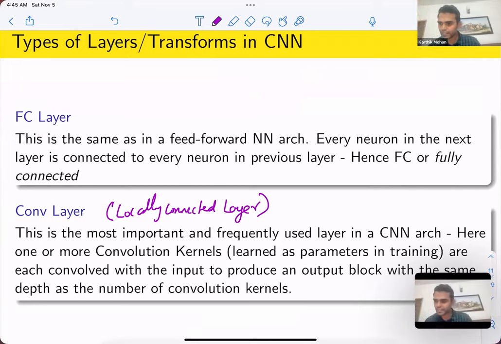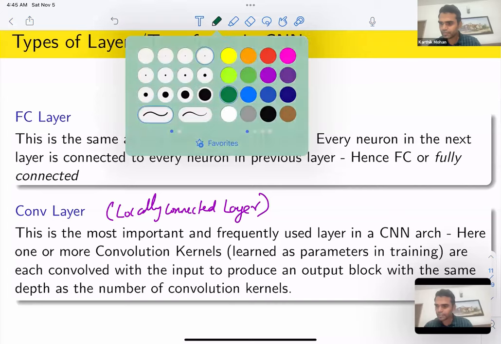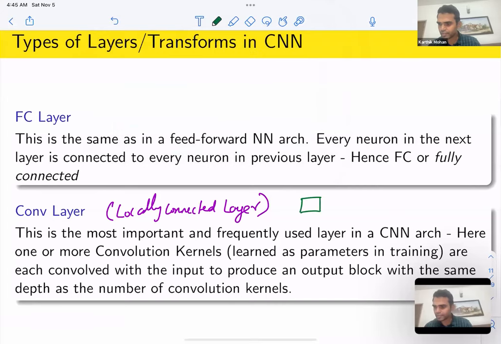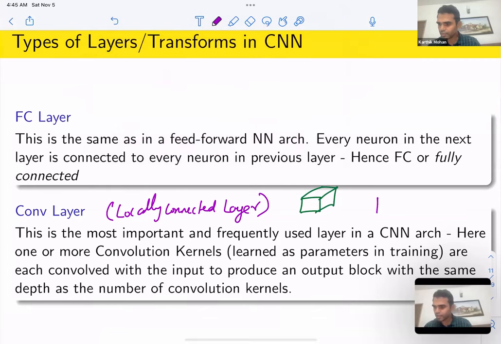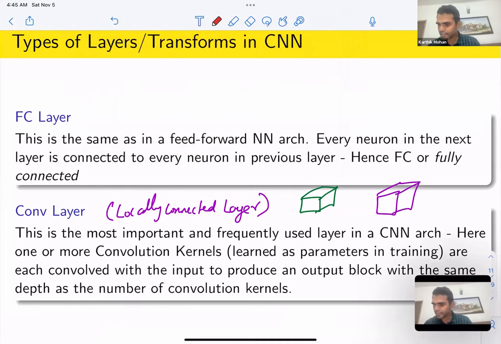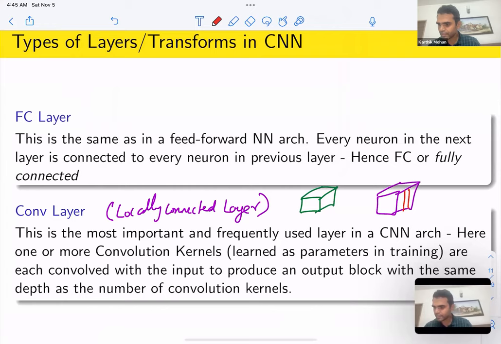So we've seen that. So if you have this as your input block, and this as your output block, then if you're looking at something in this region, like let's say here, and you look at the output neuron here, this depends on only this thing here, right? A small region somewhere in the middle. So that's why this is locally connected, because this is a local connection.